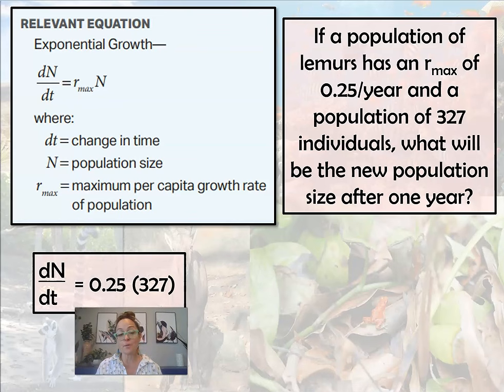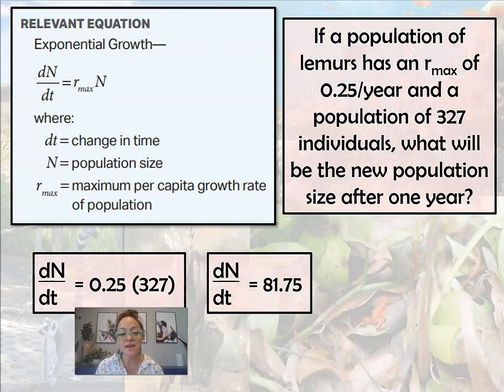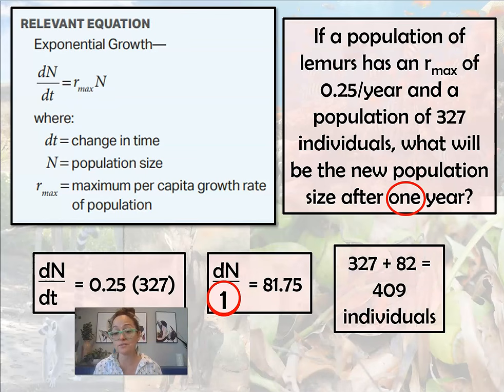Okay, so we take our formula, and our R max is 0.25 and N is our population size. We find the change in the 1 year, it was only 1 year, so our denominator is a 1. So really our change in our population is that it increased by 82 individuals. So in that year, there were births and there were deaths, but we had a surplus of an additional 82 individuals by the end of the year. So I'm going to take my 327 original population size and add 82 individuals. So now the new population size after 1 year is 409.